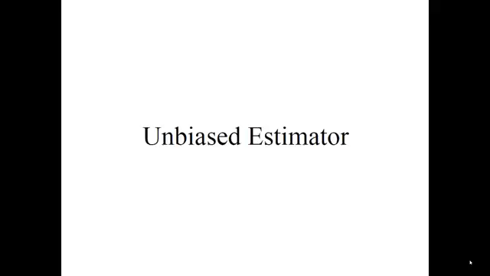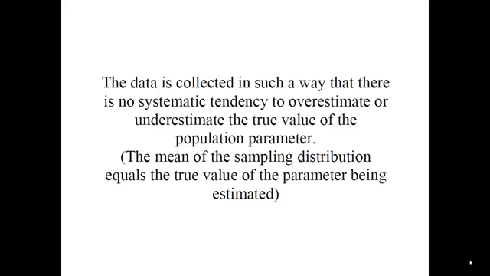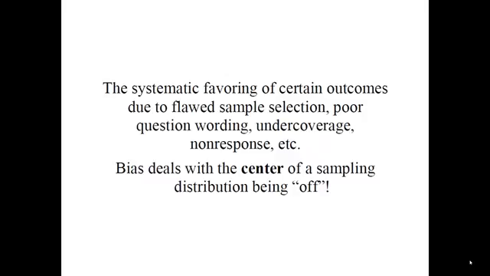Unbiased estimator. The data is collected in such a way that there is no systematic tendency to overestimate or underestimate the true value of the population parameter. The mean of the sampling distribution equals the true value of the parameter being estimated. Bias. The systematic favoring of certain outcomes due to flawed sample selection, poor question wording, undercoverage, non-response, etc. Bias deals with the center of a sampling distribution being off.